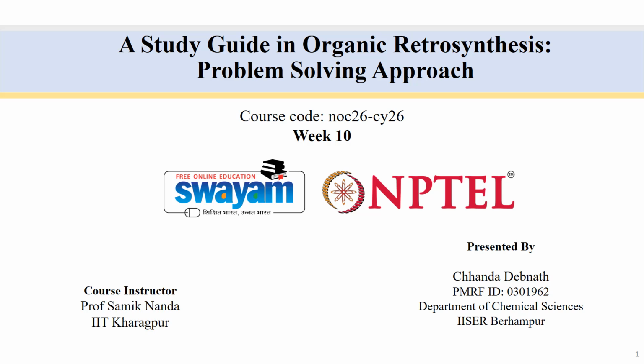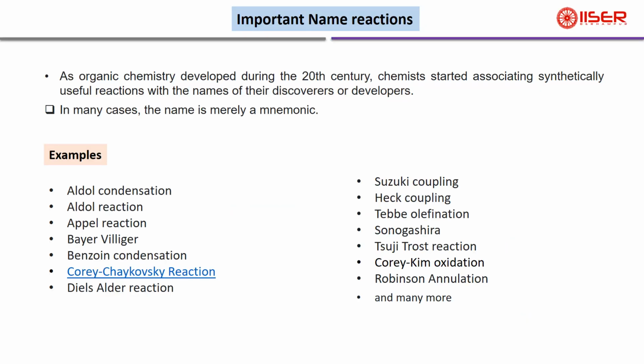So, in this course, I usually discuss some questions based on this topic called organics, retrosynthesis and problem solving approach. Till now, we have discussed all different types of named reactions, important ones, and different other reactions, how to approach our desired product. So we have already discussed all these named reactions and many more also which are not mentioned here.